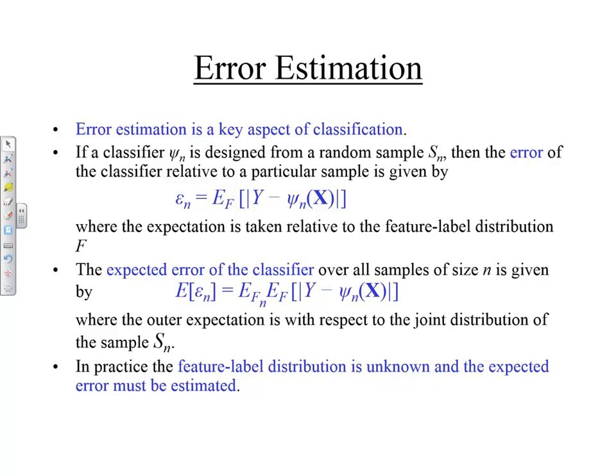Now the problem is that in practice, the feature label distribution is unknown, right? And the expected error must be estimated, right? So you don't even know this distribution, and you have to estimate this expected error.